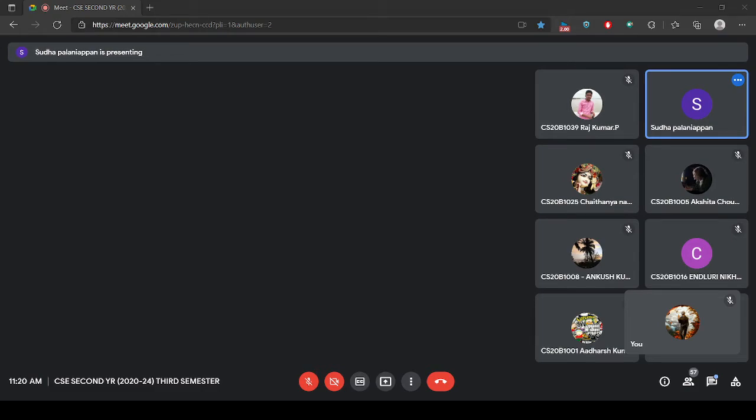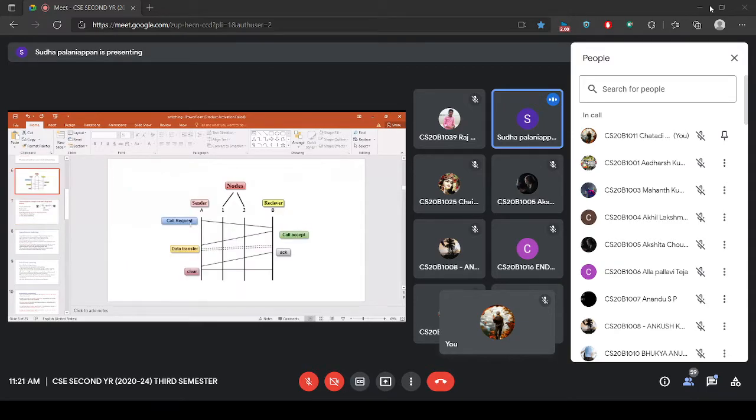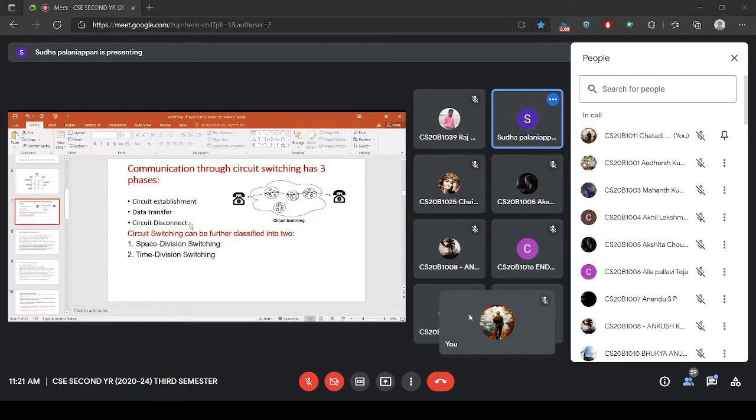This is called data transfer. And what about circuit disconnection? Once it finishes sending all the messages, the sender A can send a clear signal to the other end system. Upon receiving the clear signal, the dedicated path is released. This is called the third phase, circuit disconnect.